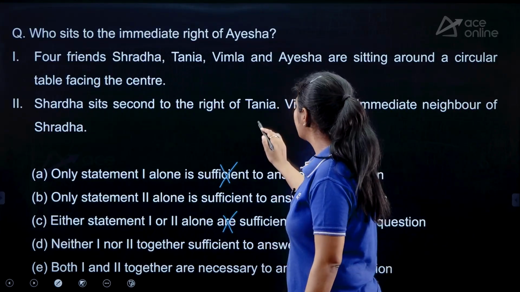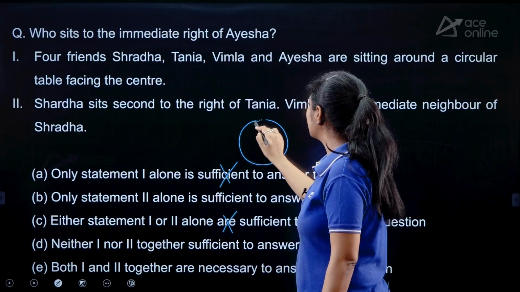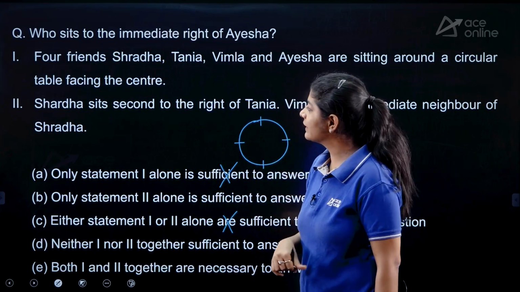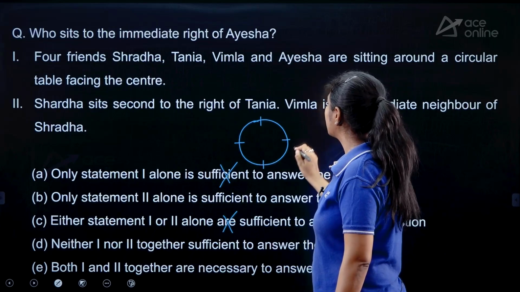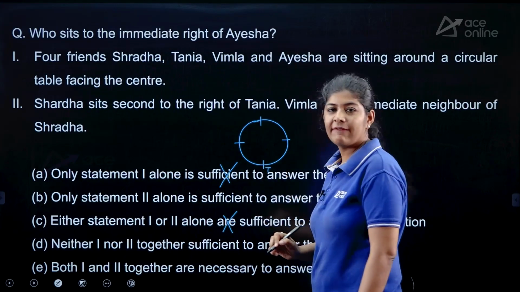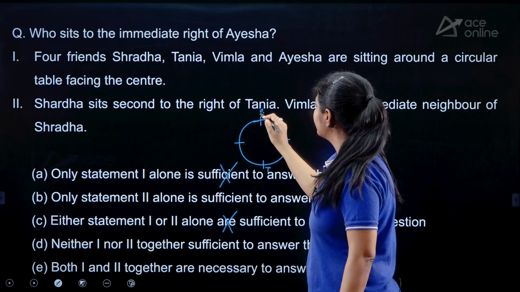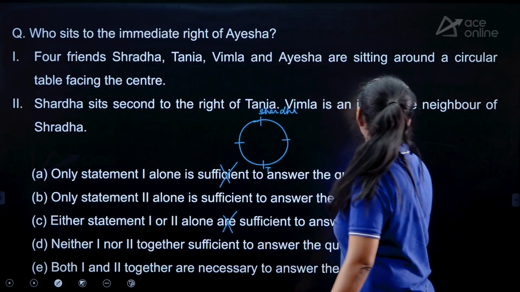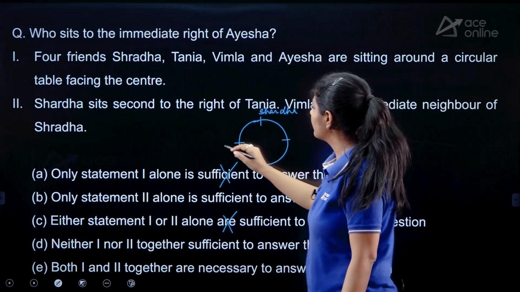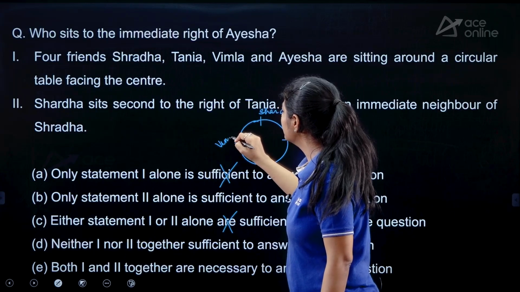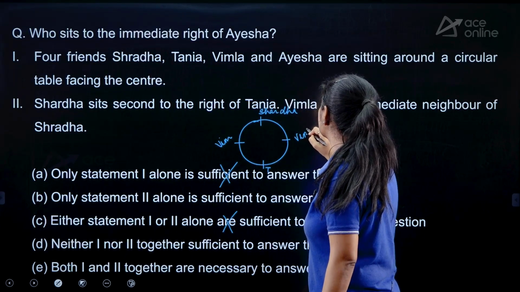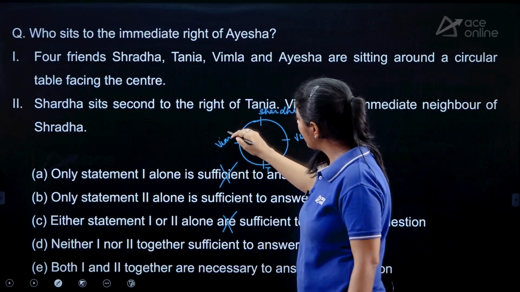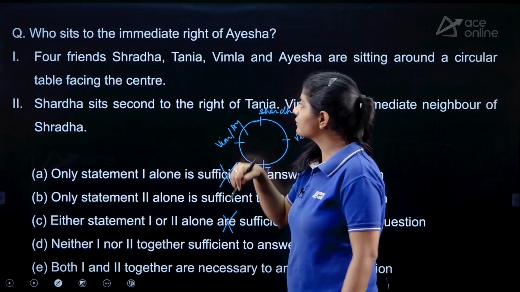Okay. So if I am going to draw the arrangement like this, as we are having 4 friends, second to the right of Tanya. Let's suppose here we are having Tanya, second right, so here we are having Shraddha. Vimla is an immediate neighbor of Shraddha, so maybe Vimla is over here or over here. Similarly, this is a possible place for Aisha and this is also a possible place for Aisha.